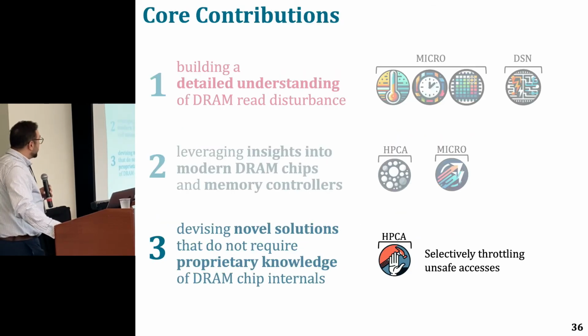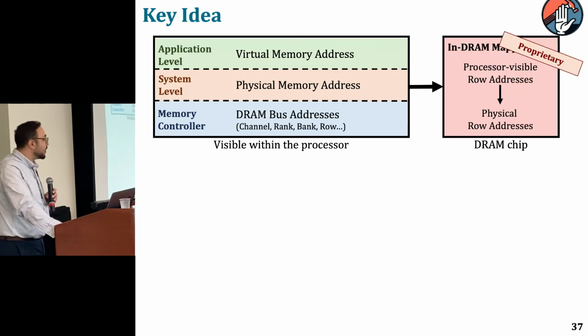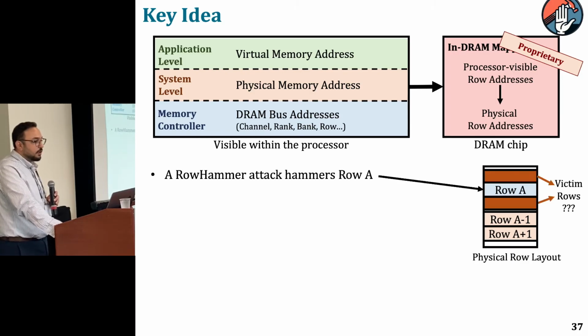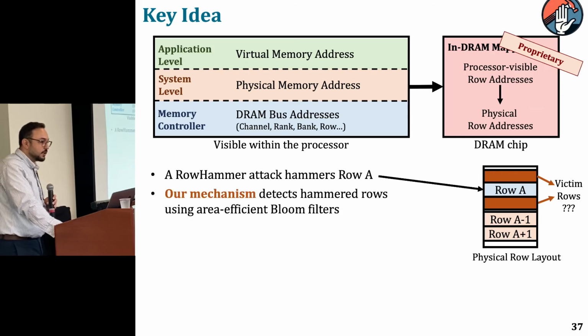The last part of the work is addressing the second problem that I mentioned about address translations and this proprietary information. So when a RowHammer attacker hammers a row, we do not know which row addresses actually correspond to the actual victim rows.